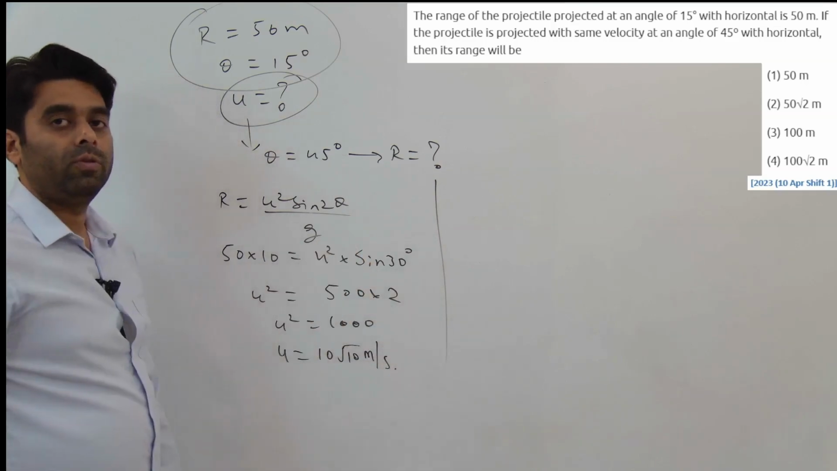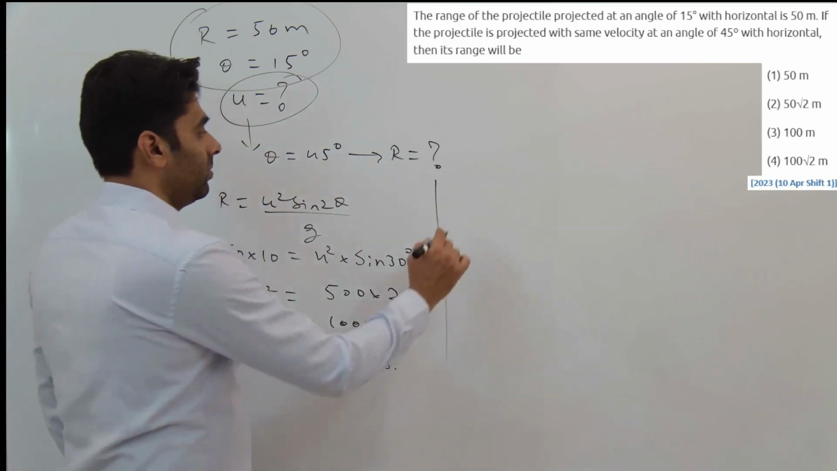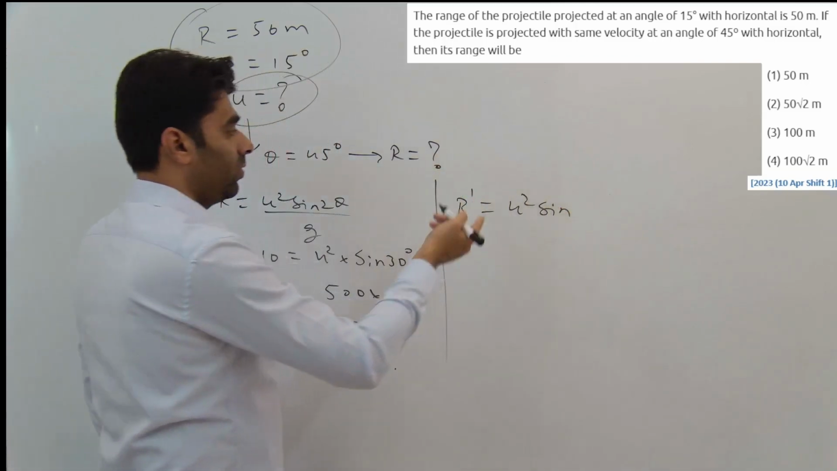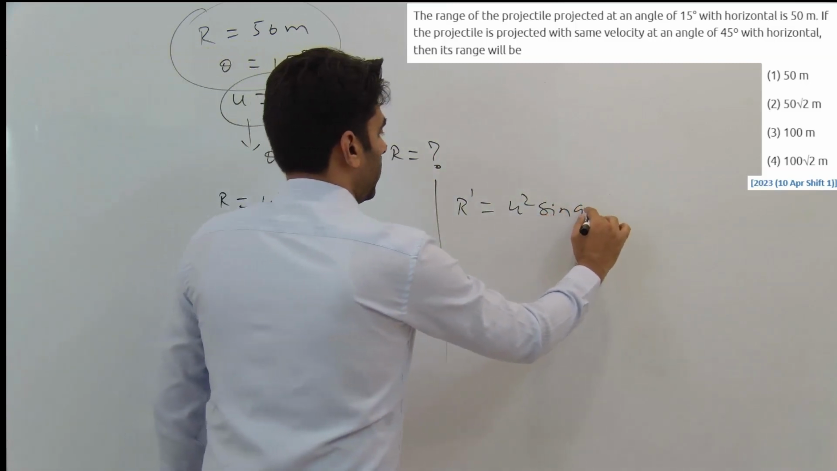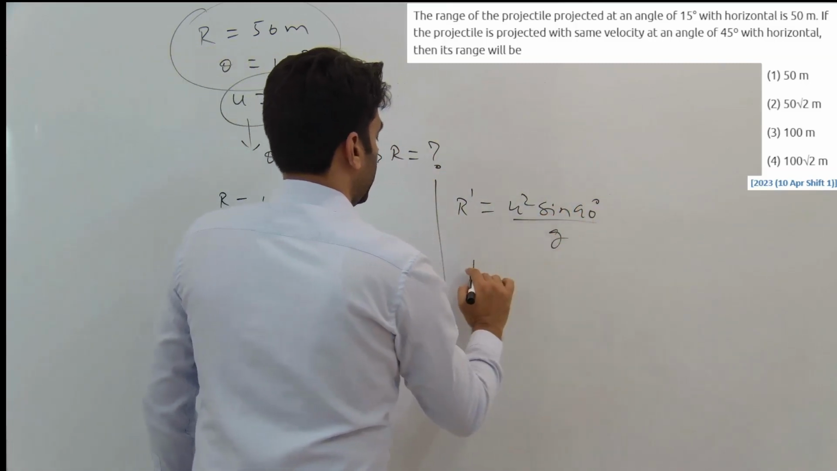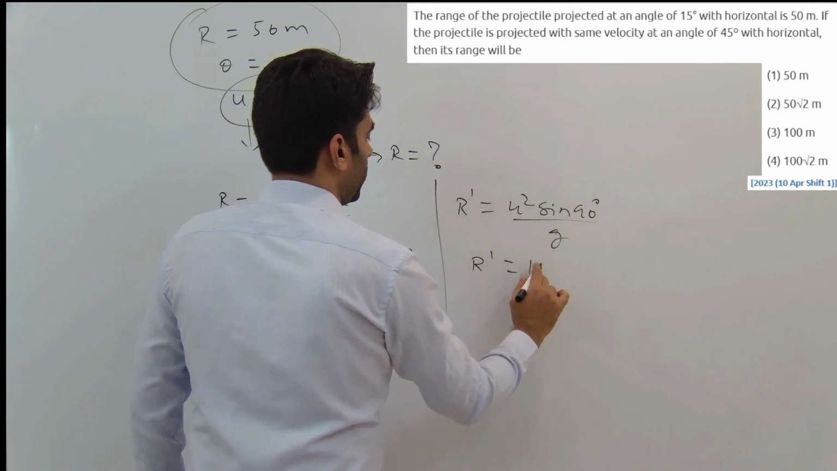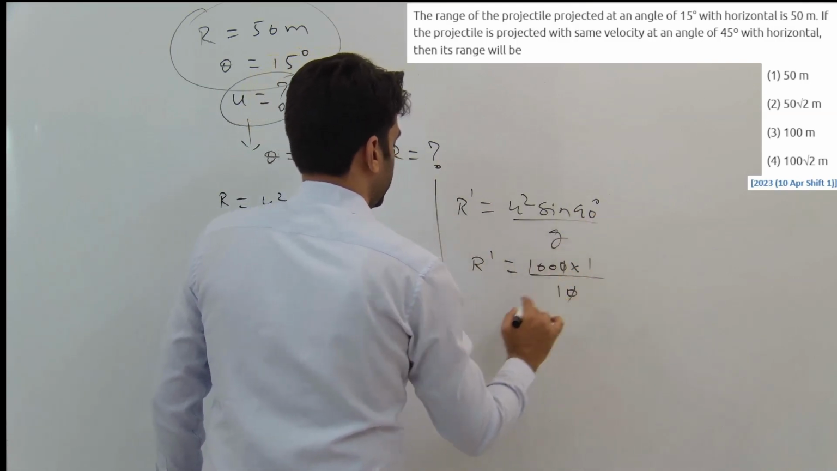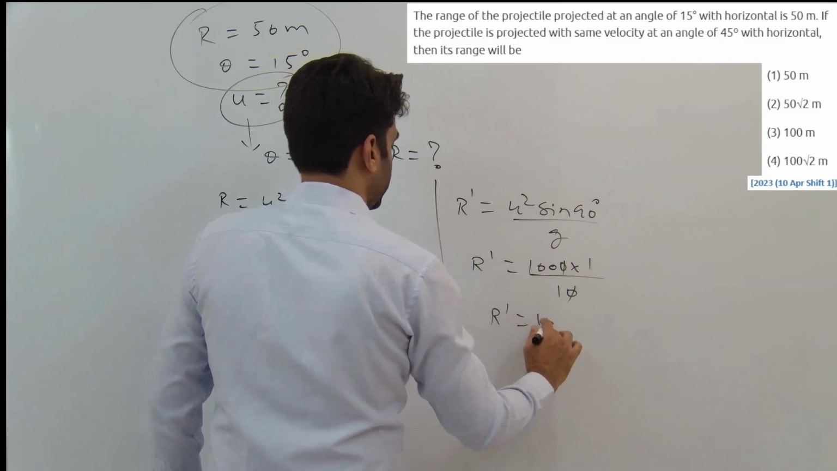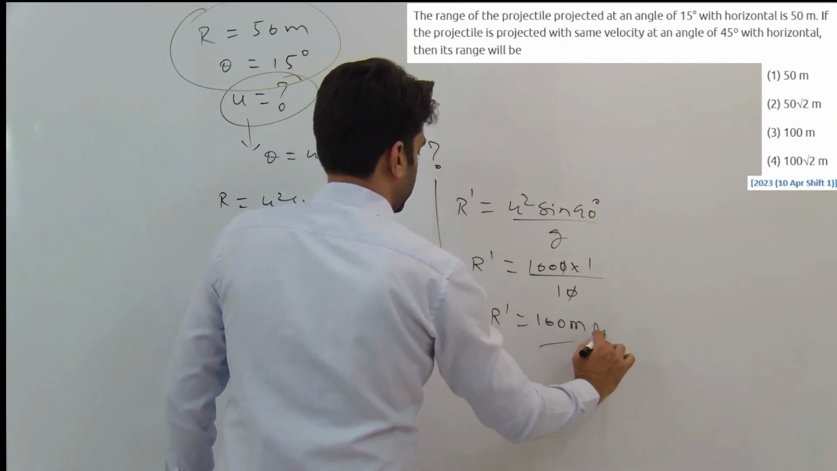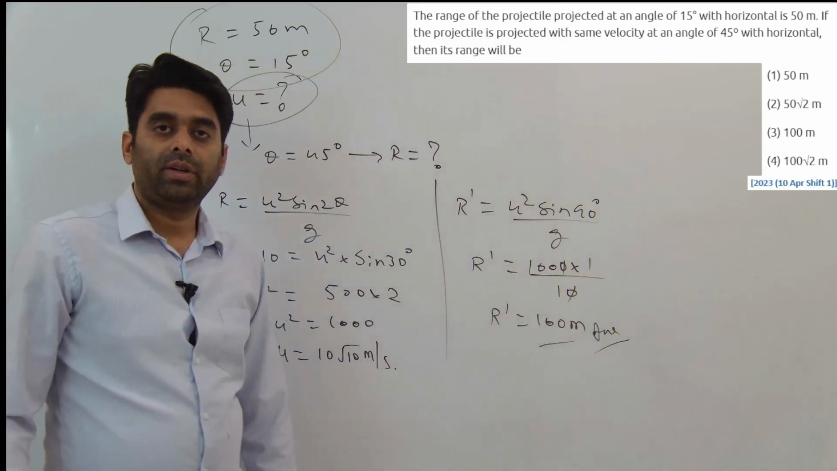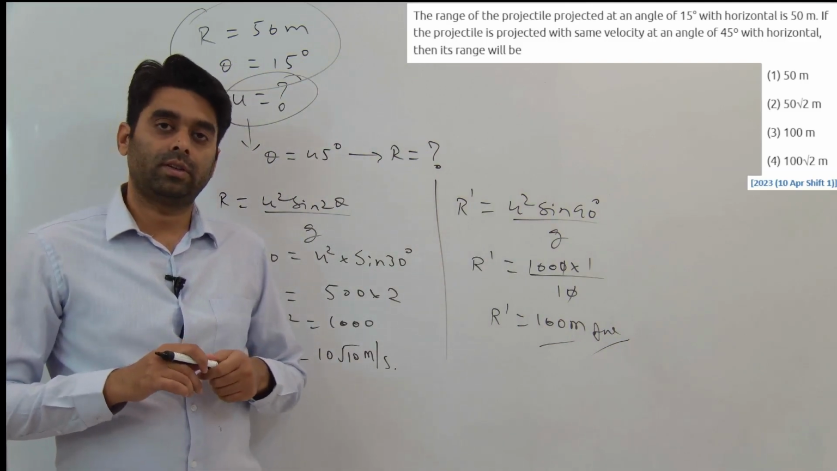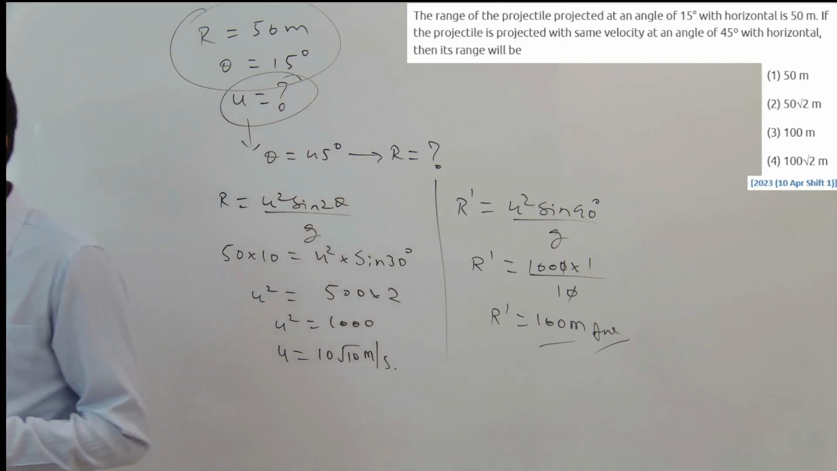Anyways, we want to find out range for this angle. So what will be your range now? R dash will be u square sine of 2 times 45, sine 90, by g. R dash is equal to u square, which is 1000, sine 90 by g. So range comes out to be 100 meter. 100 meter is our answer. Option 3, the third option is the correct answer. Let's look at the next question.